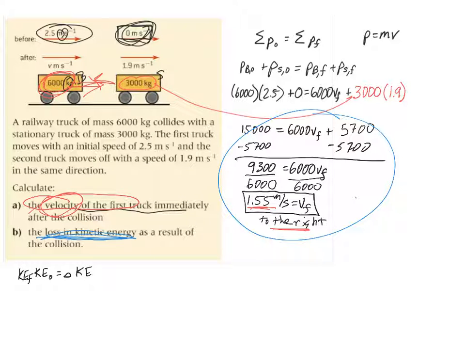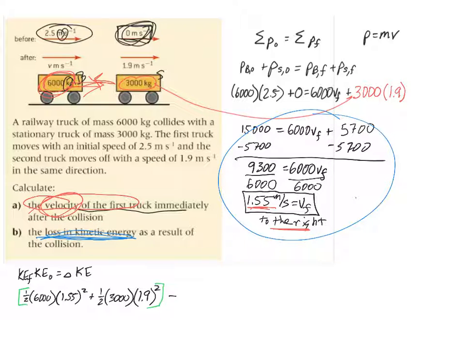So let's go ahead and find out, right? So kinetic energy, remember, is 1/2 mv squared. So I'm going to do the final kinetic energy, which is the kinetic energy of both objects. So I'm going to do 1/2 times the big mass, which was 6,000, times its final velocity, which we just found was 1.55 squared. And then I'm going to add on the kinetic energy of the small one, which is 1/2 times 3,000, times its velocity, which was 1.9 squared. So all of that right there is my kinetic energy final.